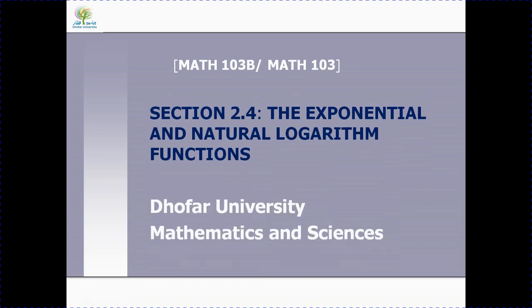Today we have a mathematics session. It's about the exponential and natural logarithm functions. Here we are discussing section 2.4 in the course Math 103b and Math 103.